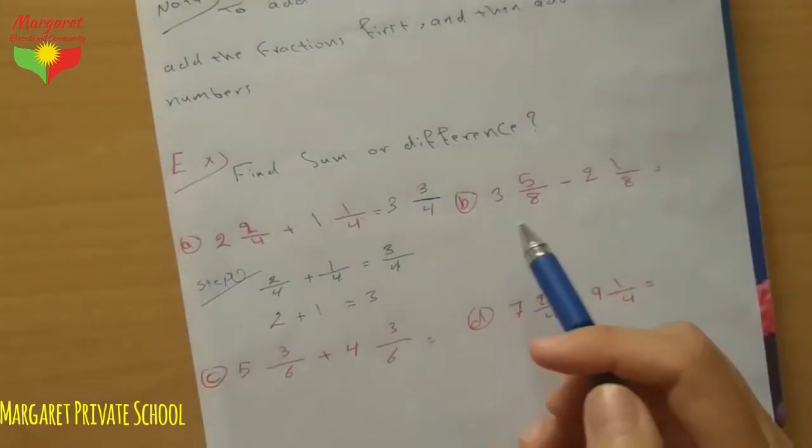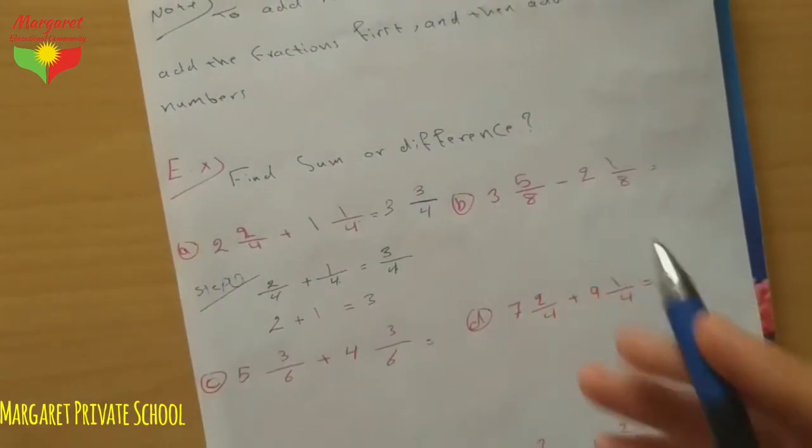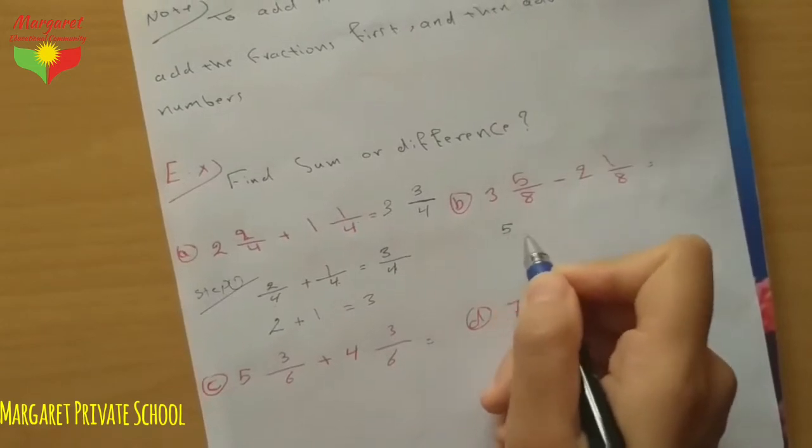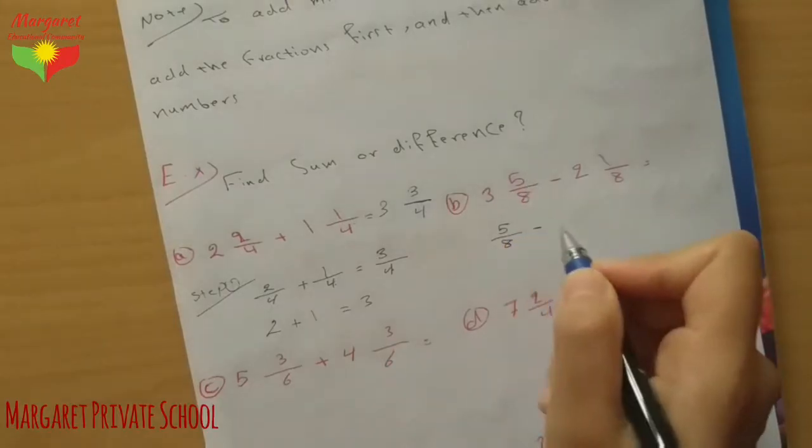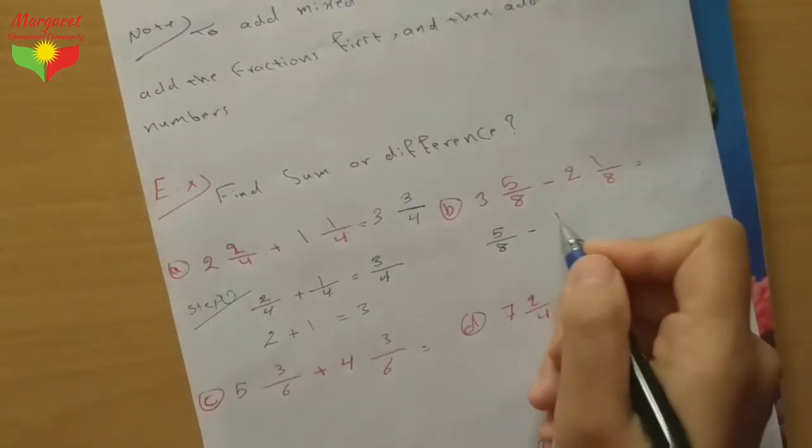Now we have minus. First step, you must just write fraction. 5 out 8 and 1 out 8.